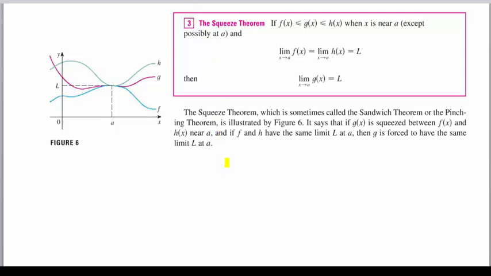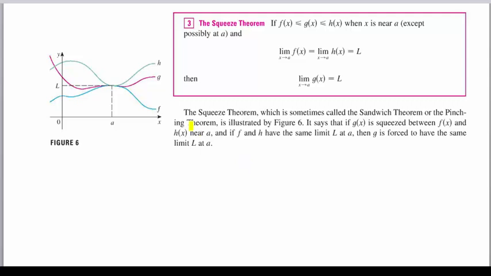It says that if f of x is less than or equal to g of x, which is less than or equal to h of x, when x is near a, except possibly at a, and the limit as x approaches a of f of x equals the limit as x approaches a of h of x, which equals L, then the limit as x approaches a of g of x equals L also.